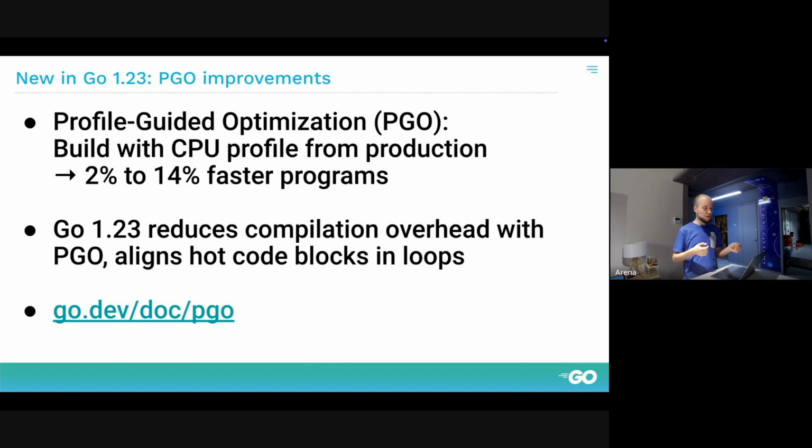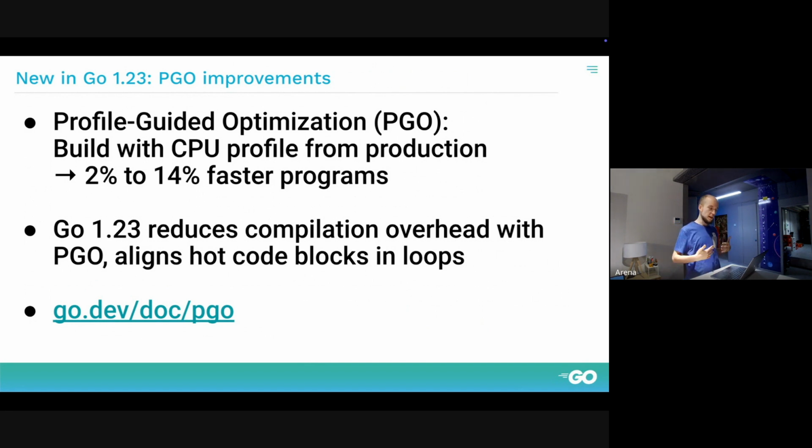The nice bit about this is that PGO was introduced a couple of versions back, and now with every release of Go, it gets just a little bit better. So in this release, for example, we've reduced the compilation overhead with PGO. It used to be much higher. Now you can sort of cache an intermediate step and then bring the compilation cost back down to where it was. And also there's now alignment for hot code blocks inside of loops.